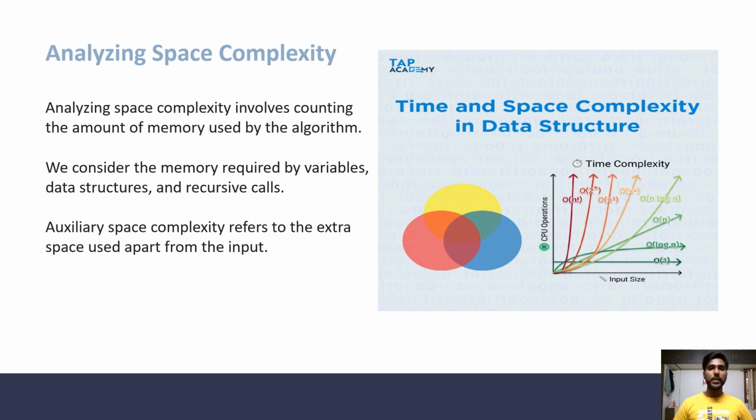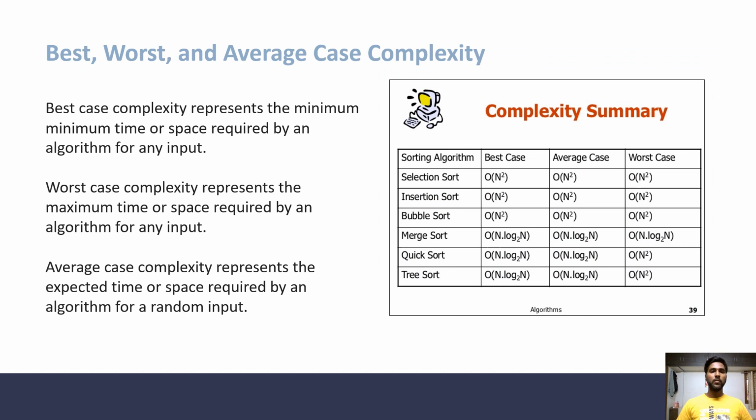We'll see analyzing space complexity. Analyzing space complexity involves counting the amount of memory used by the algorithm. We consider the memory required by variables, data structures, and recursive calls. Auxiliary space complexity refers to the extra space used apart from the input. We'll see best, worst, and average case complexity. Best case complexity represents the minimum time or space required by an algorithm for any input. Worst case complexity represents the maximum time or space required by an algorithm for any input. Average case complexity represents the expected time or space required by an algorithm for a random input.